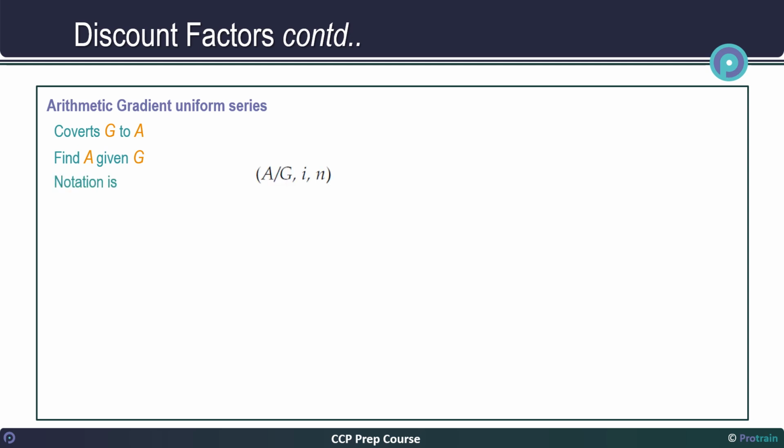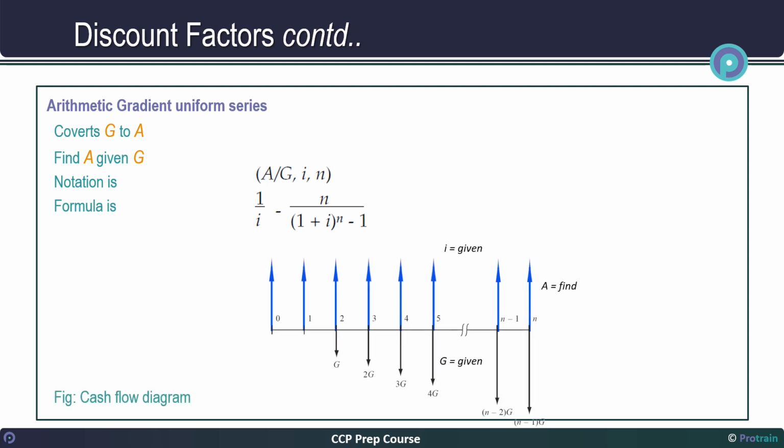Formula is 1 divided by I, minus, n divided by (1 plus I) to the power n, minus 1. Figure now shown on the slide shows cash flow for arithmetic gradient uniform series. The cash flow shows that we have to find A when G is given. Now let us understand what is arithmetic gradient.